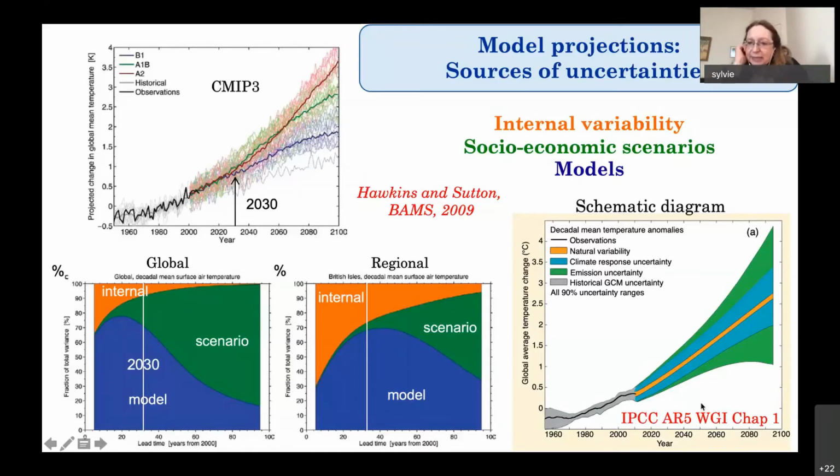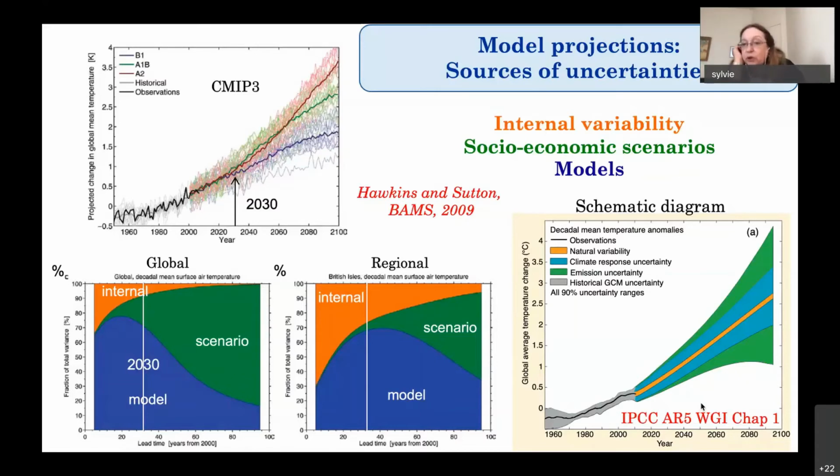Another way to look at it is the diagram on the right. This is a schematic diagram that was proposed from this Hawkins and Sutton paper. And it's another way to show the uncertainty. So the overall is the overall uncertainty, taking all the curves, and you have the relative weight, and you see that the natural variability, which is more the internal variability of the system, does not vary really through time. But then you have the uncertainty associated with the models in blue and the one associated with the scenario.